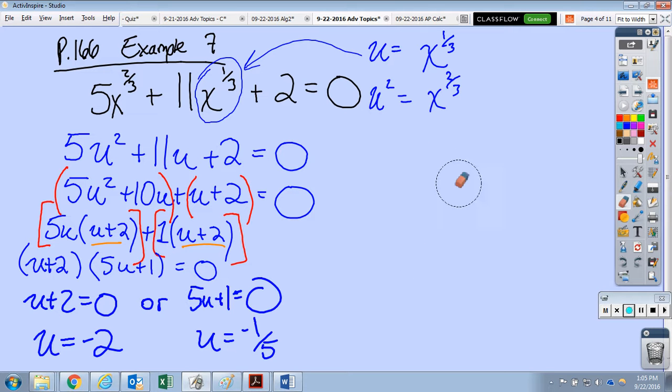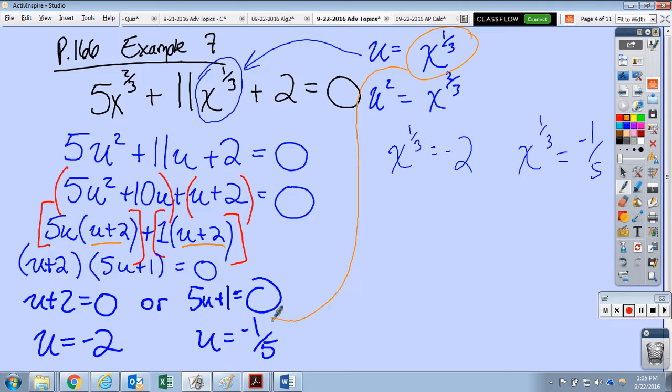So now I'm going to go back to basically what I said. Okay, so now I'm going to substitute back in for u. So I'm going to say that x to the 1/3 is equal to negative 2. And I'm going to say that x to the 1/3 is equal to negative 1/5. I'm just substituting this value into my u's here and here, making this statement up here.